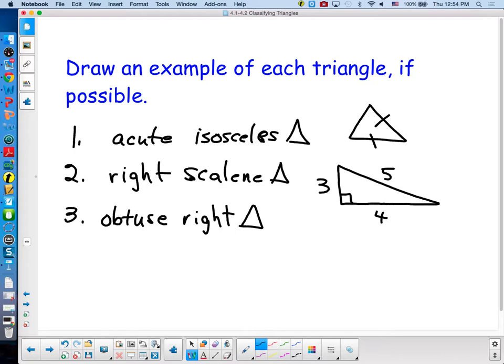Right, obtuse, obtuse right. Keep it in the bag, that way if we run out. No, that one is a right triangle, but it's not obtuse. Hey, it's not possible.